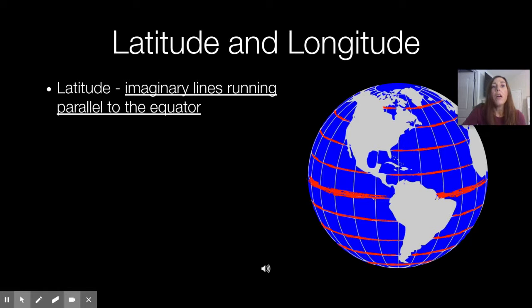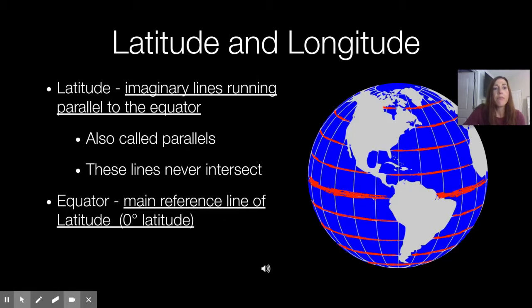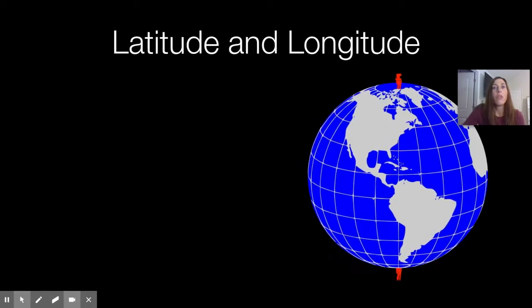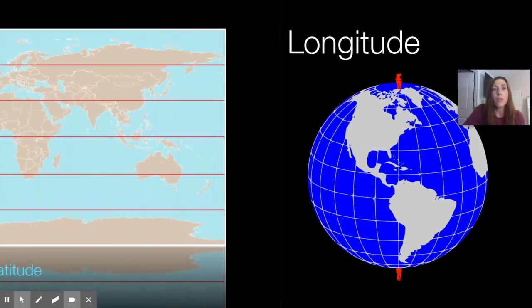Latitude are imaginary lines that run parallel to the equator, and they're also sometimes called parallels. And the important thing to remember about latitude lines is that they never intersect. The equator is our main reference line at 0 degrees latitude. The North Pole is at 90 degrees north latitude, and the South Pole is at 90 degrees south latitude.